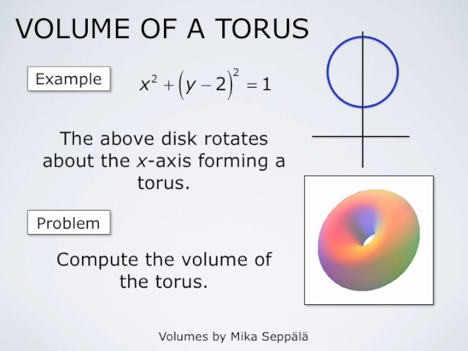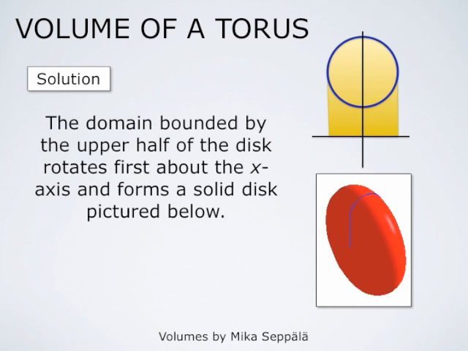Now we have a slight problem here because the domain that rotates around the x-axis is not a domain under the graph of a function, but it is rather a disk lying completely above the x-axis. For that reason, we have to do this in 2 steps. We first let the yellow domain indicated here on the picture rotate around the x-axis. When we do that, then we get this red solid disk pictured below.